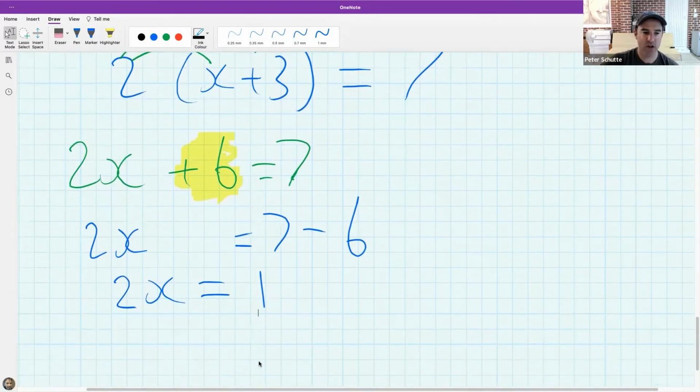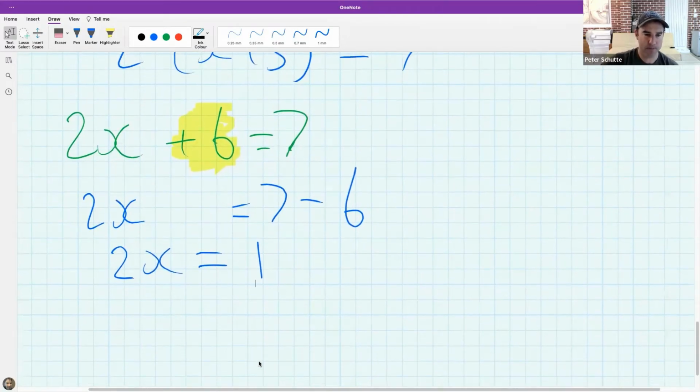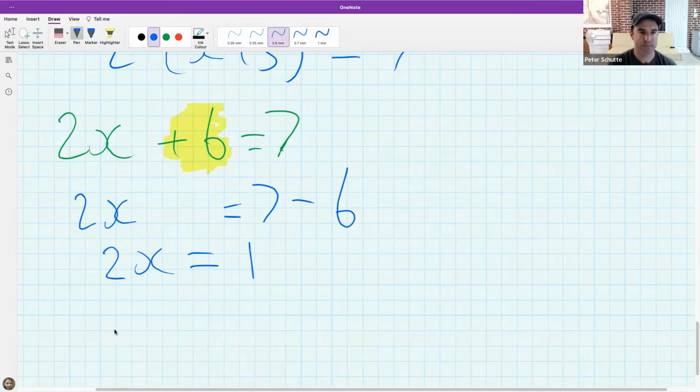Perfect. And can you help us to do the last step here? And then the last thing you do is you divide on both sides. Divide both sides by what? By 2. Because you know it's the opposite of timesing by 2. Yes, sir. And what's your answer then?